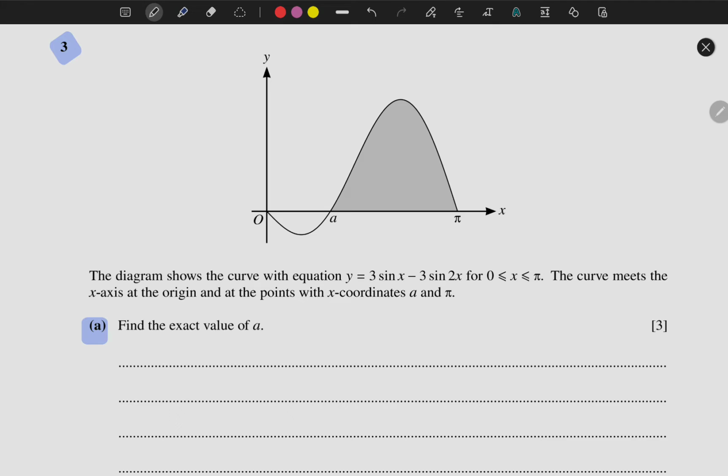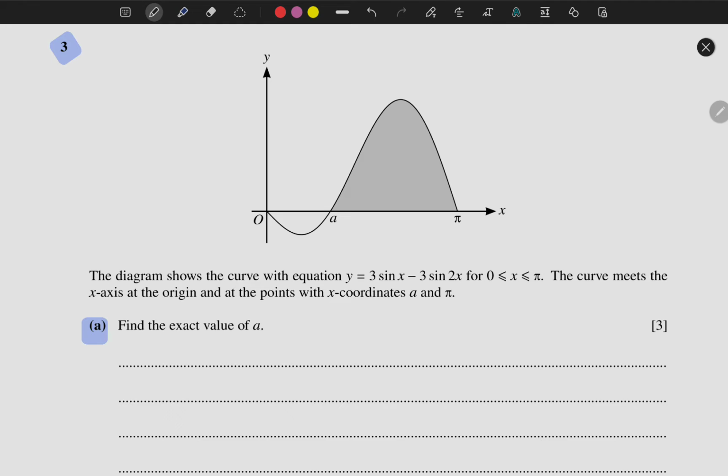The diagram shows the curve with the equation y equals 3 sine x minus 3 sine 2x for the limits of 0 to pi, which is for x values. The curve meets the x-axis at the origin and at points with x coordinates a and pi. Find the exact value of a.